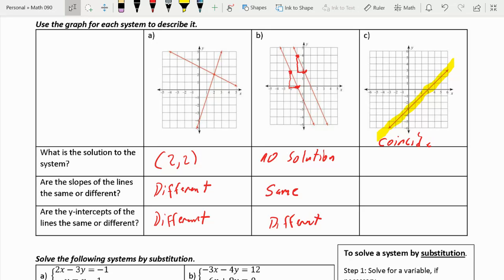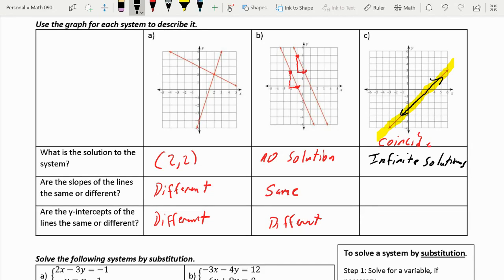When I do it up on the board, if I were to do this for you guys, I will draw the two lines, but I won't make them the same length. That's typically what I'll do. What is the solution to the system? Well, since these two lines are right on top of each other, it's infinite solutions.